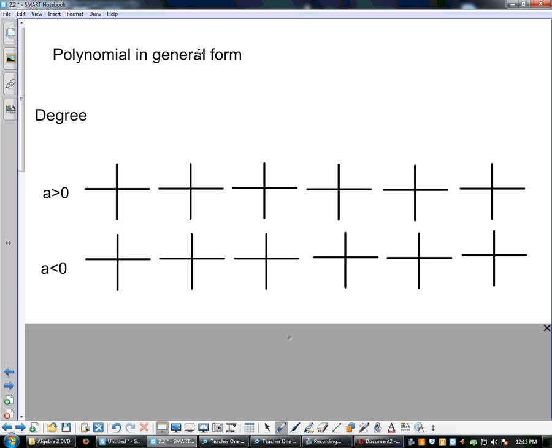So we're going to make 2 graphs for each degree. This is going to be a degree 1. This is going to be degree 2 graphs, degree 3, degree 4, degree 5, and degree 6. Okay?